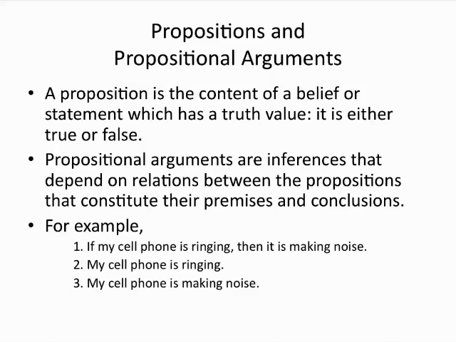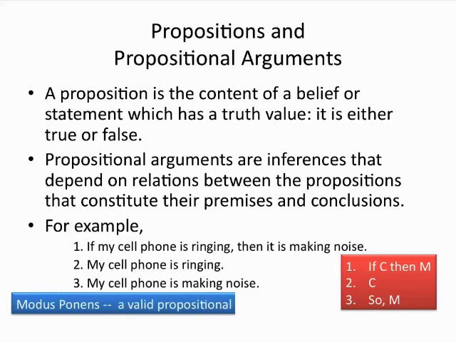In this argument, the first premise is a conditional statement, that is, an if-then statement. Every if-then statement has two parts: an antecedent, the statement that follows the "if," and the consequent, which is the statement that follows "then." The second premise, namely, my cell phone is ringing, affirms what the antecedent asserts. This is a valid argument whose form we can represent as follows. If C then M, C, so, conclusion, M. This argument is famously valid. It is known as modus ponens, or affirming the antecedent.